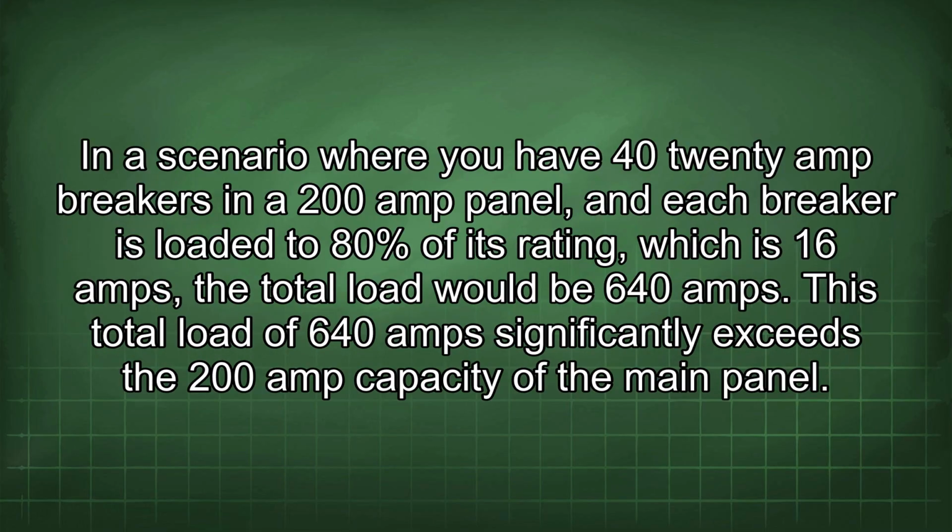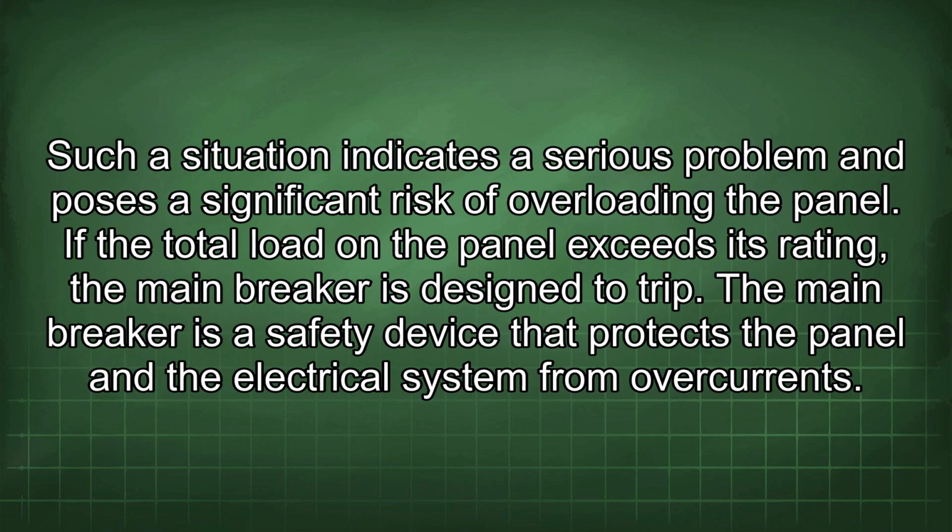In a scenario where you have 40 20-amp breakers in a 200-amp panel, and each breaker is loaded to 80% of its rating, which is 16 amps, the total load would be 640 amps. This total load of 640 amps significantly exceeds the 200-amp capacity of the main panel. Such a situation indicates a serious problem and poses a significant risk of overloading the panel.